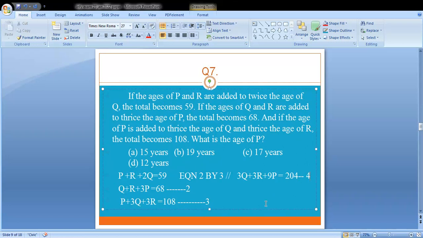So if I take it as 1, 2, 3, and the fourth equation, we're subtracting like this. 3R and 3P will go. That is 9P from the fourth minus the third equation, which will give, directly I'm writing here, 9P minus P equal to, and 3Q will go, 204 minus 108, that is 96. From this, 8P is equal to 96, P equal to 12 years.